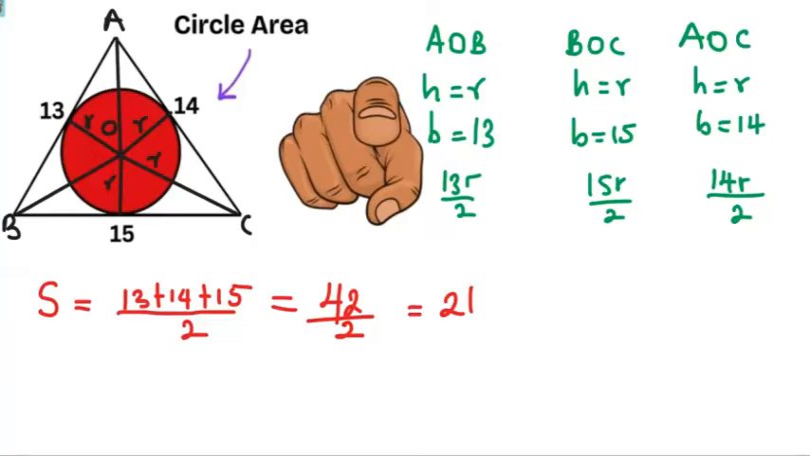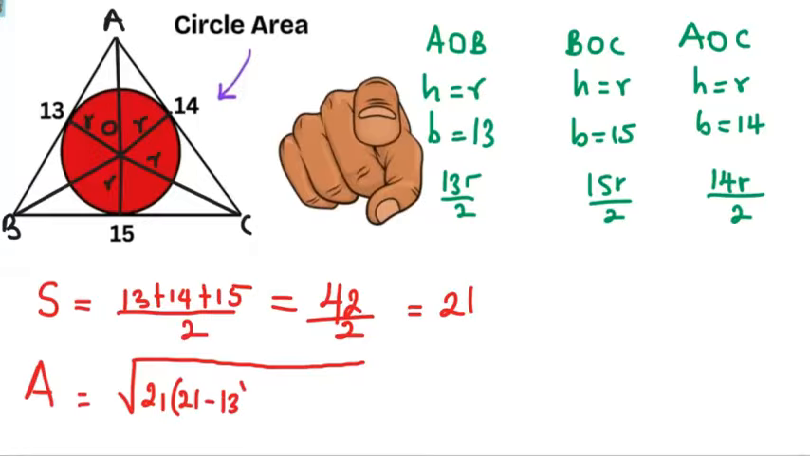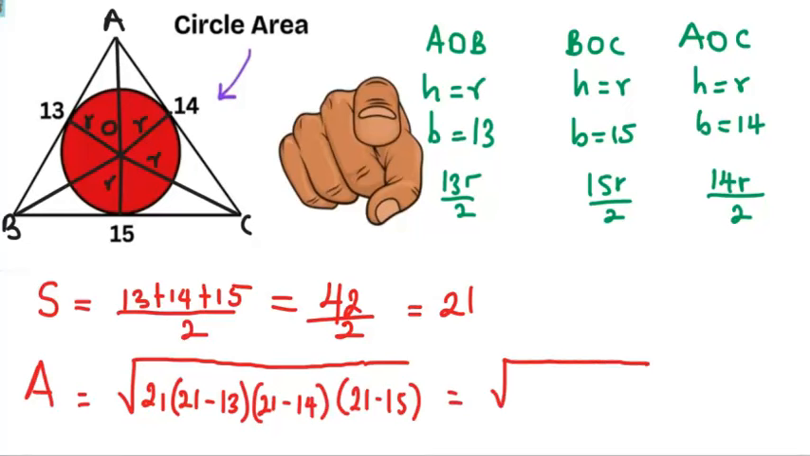And therefore, we find the area now using Heron's formula. The area is going to be the square root of the semi-perimeter multiplied by semi-perimeter minus 13, multiplied by semi-perimeter minus 14, then multiplied by semi-perimeter minus 15, according to Heron. So this is equal to the square root of 21 times 8 times 7 times 6.